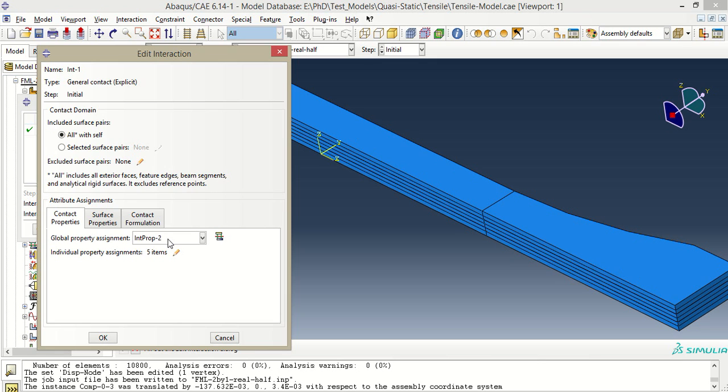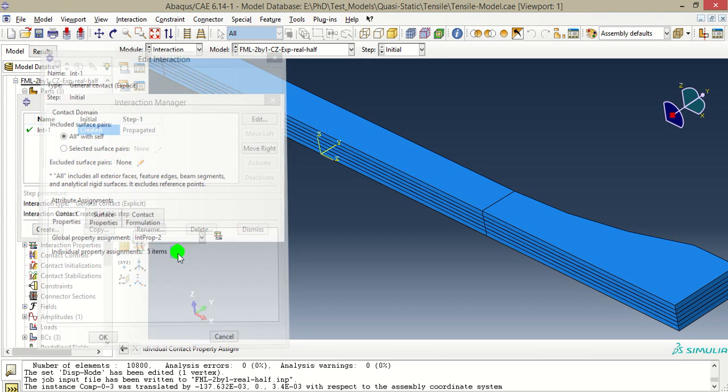So you can give this any typical property like frictionless, just to make sure that it doesn't do anything, because we don't have any other surfaces here to make the interaction. The self option is actually a misnomer here, and we use individual property assignment.